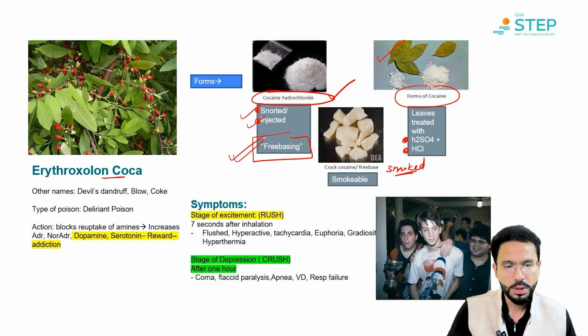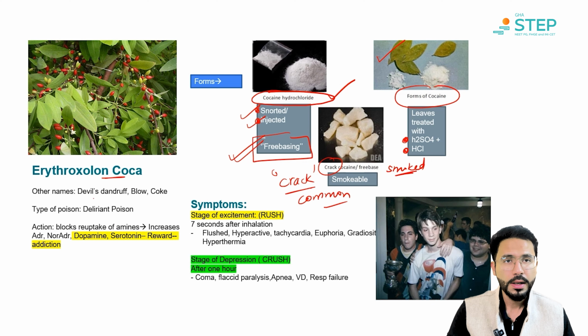If it is smoked, the cocaine is called crack. So this is a common term used for cocaine. Other common names are devil's dandruff, blow, or coke. And what is the type of poison? The type is a deliriant poison, remember.